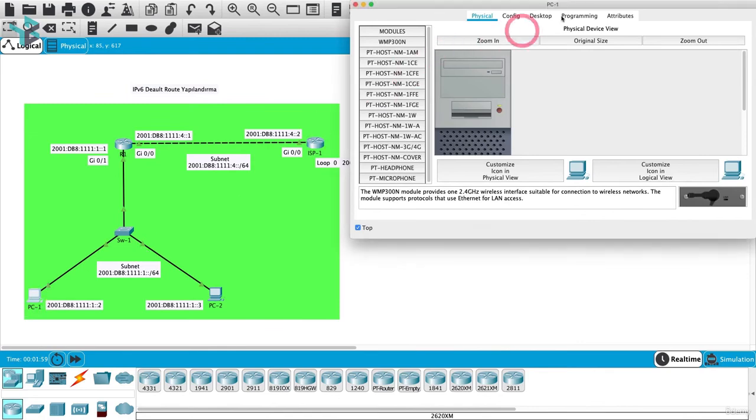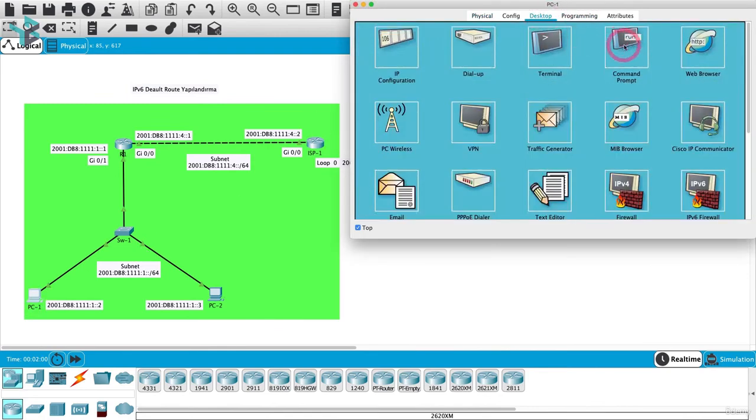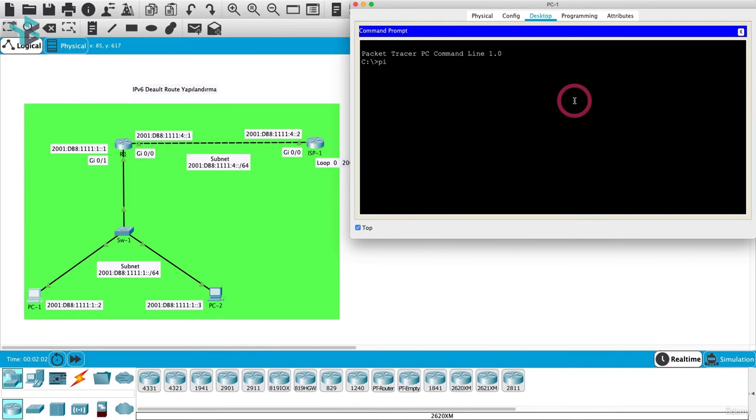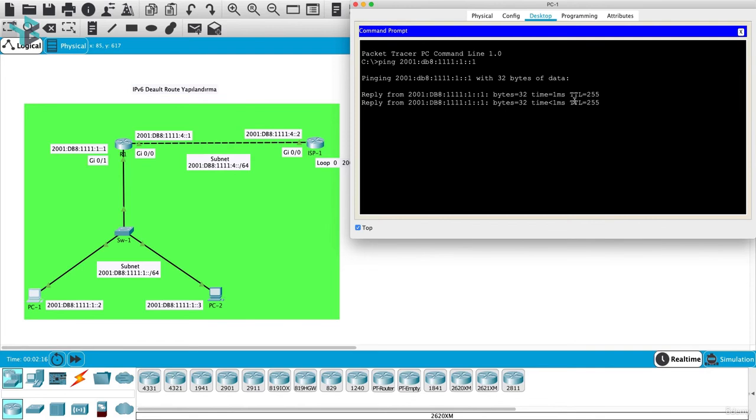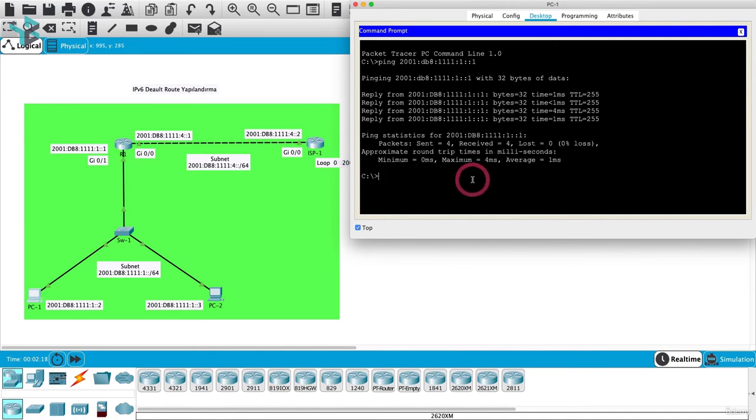First, let's open PC1 and test whether it can reach its gateway. Ping 2001:db8:1111:1::1. We can access the gateway. Now let's see if we can access Google on the ISP. I made it 8.8 as a representation. We can't access it right now because there is no default route on our gateway.